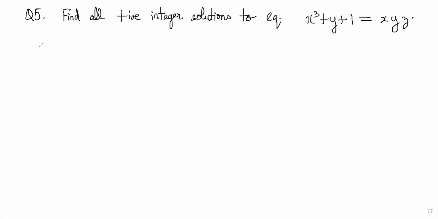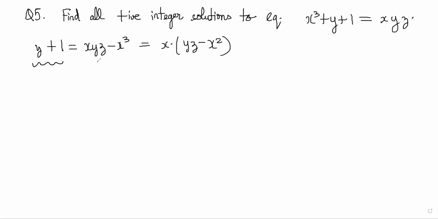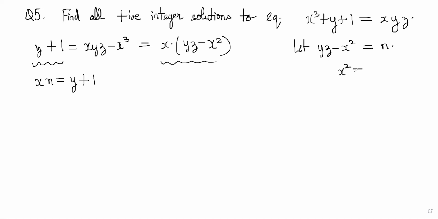So let's rearrange the equation a little bit. x plus 1 is equal to xyz minus x cubed. So we can write it as x common, yz minus x squared, right? So what we will say is y plus 1 is equal to this thing. Let yz minus x squared be equal to n. And the equation will become xn is equal to y plus 1, right? And from here, we can say that x squared is equal to yz minus n.